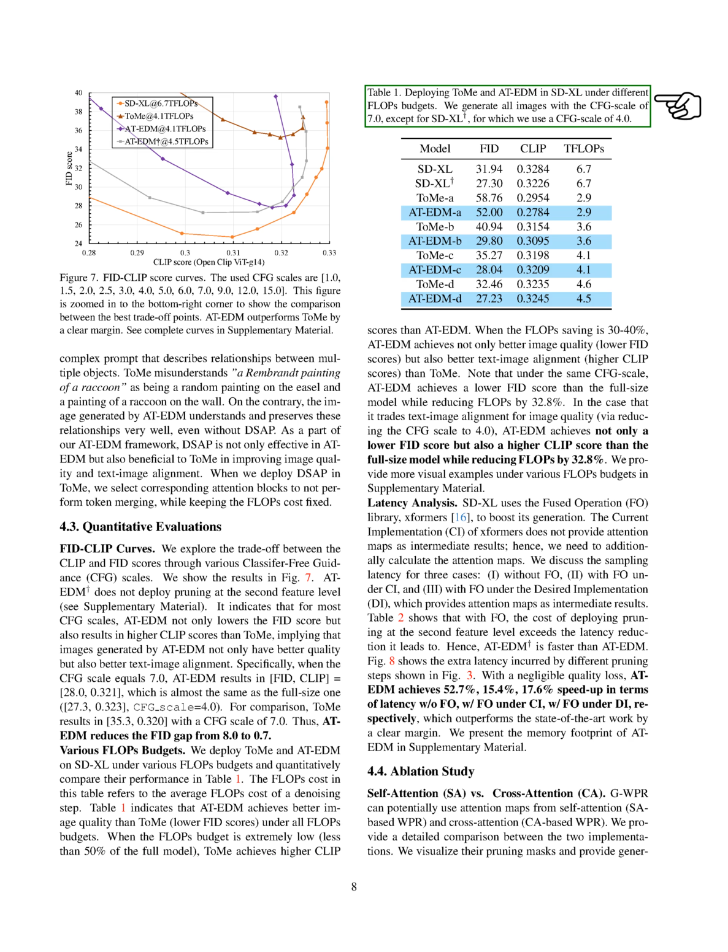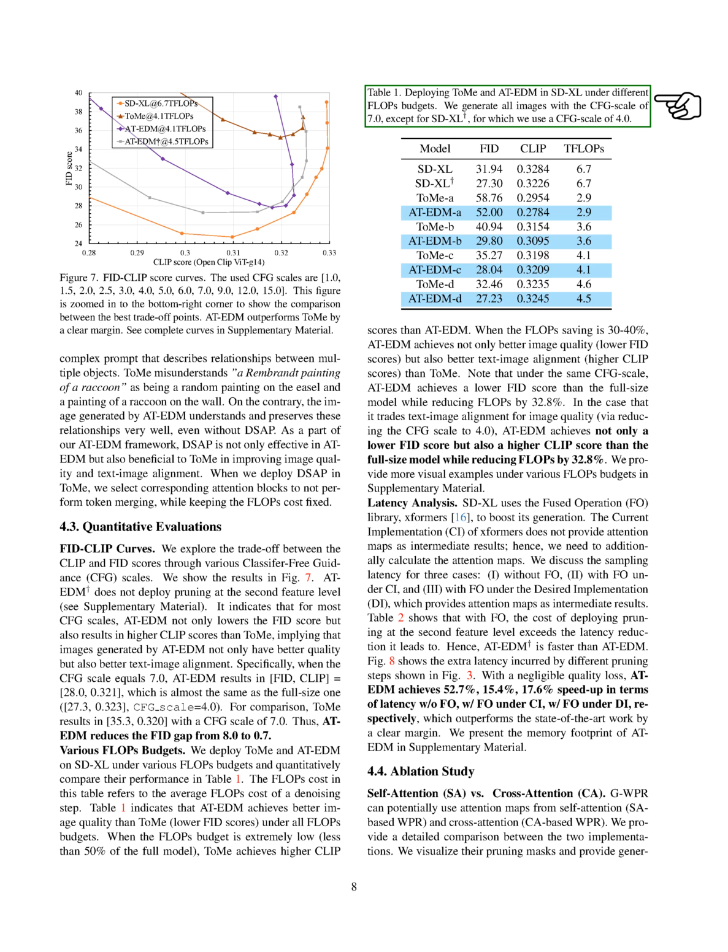Moving on to latency analysis, SDXL utilizes the fused operation, FO, library, X-formers, to enhance generation speed. The current implementation of X-formers does not provide attention maps as intermediate results, necessitating additional attention map calculations. We evaluate the sampling latency for 3 scenarios: without FO, with FO under the current implementation, C, and with FO under the desired implementation, D, that offers attention maps as intermediate results.